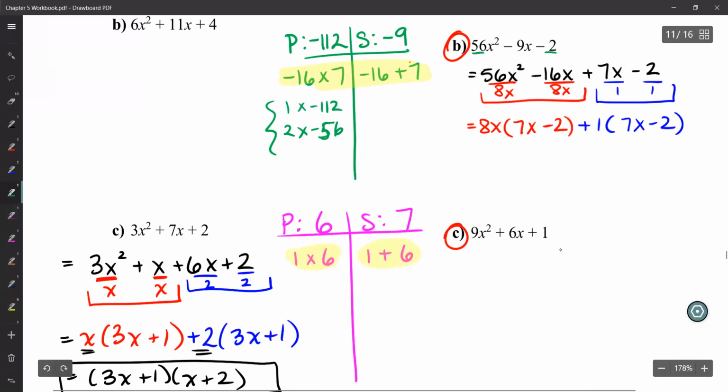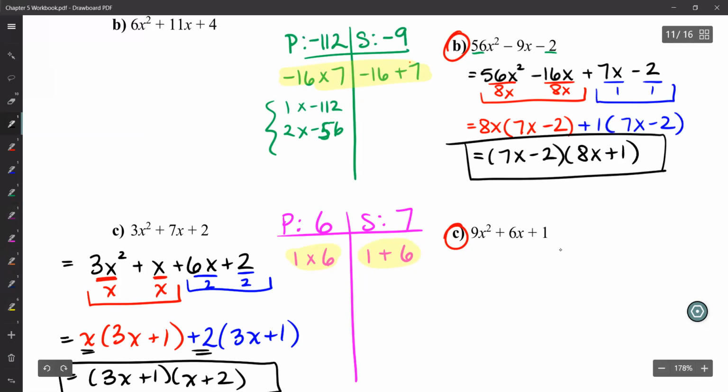Great. And the fact that we have two brackets that are the same tells us that we must have done that correctly. Then you have to divide out the 7x minus 2 in each bracket. And then the other bracket, you just write what's left, which is 8x plus 1. So that would be our final answer. If your numbers are a little bit higher, it might take you a little bit longer to find the factors, and that's okay. You just do it systematically, start writing things out until you find your sum.